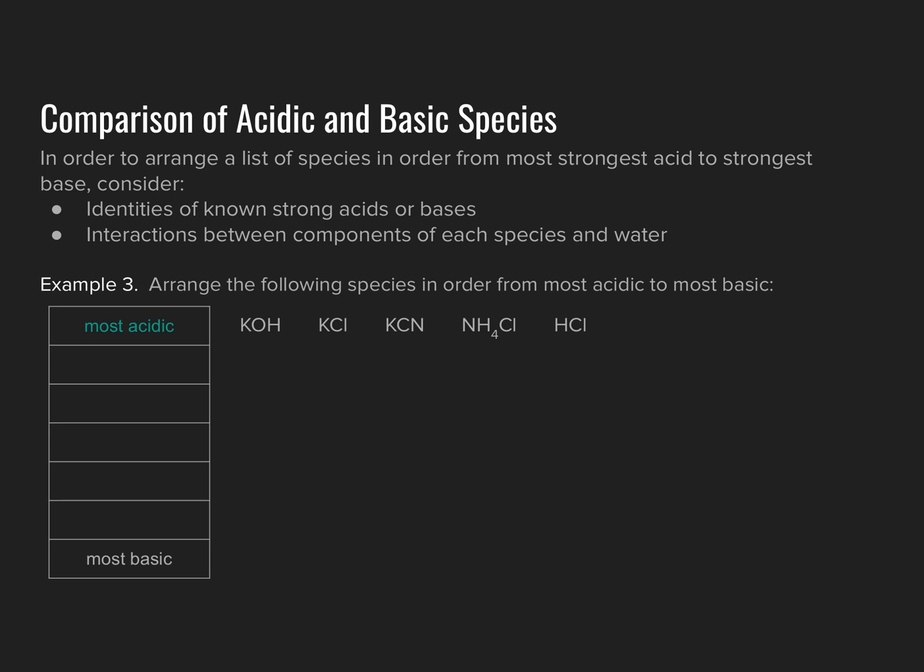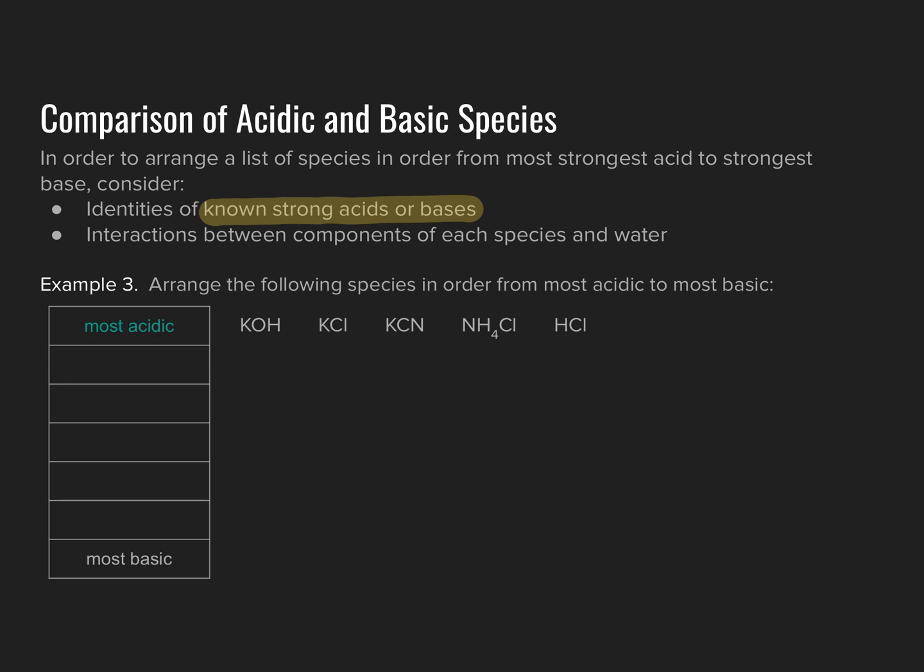And in order to correctly identify the order here, a couple things we're going to consider. Number one, we want to think about the identities of any known strong acids or bases which are present among the species listed. That's going to be the first thing that we can do to kind of eliminate the outliers to make the rest of it a little bit easier for us.